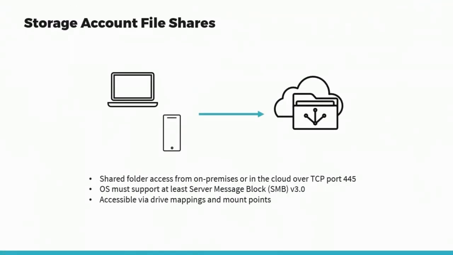We mentioned that storage account file shares are like shared folders in the cloud. So from a Windows perspective in this example, the shared folder is accessible either from an on-premises machine or from virtual machines in the cloud over TCP port 445. So if you're mapping from a Windows machine, the OS needs to support at least Server Message Block (SMB) version 3.0. So you can make drive mappings, or you can use mount points to connect to that over the network.